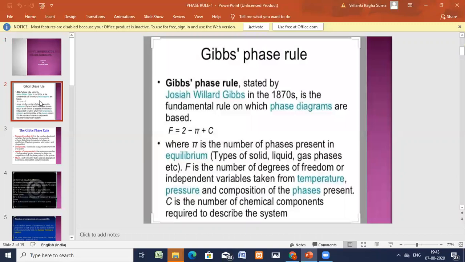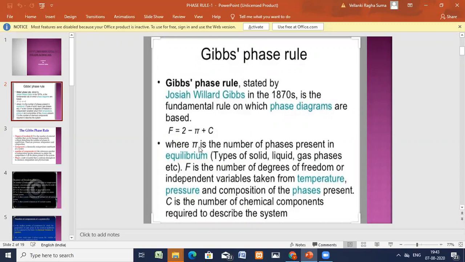Gibbs phase rule was stated by Josiah Willard Gibbs in 1874. It is the fundamental rule for phase diagrams. To study the behavior of heterogeneous systems, the phase rule was proposed. F is equal to 2 minus P plus C.